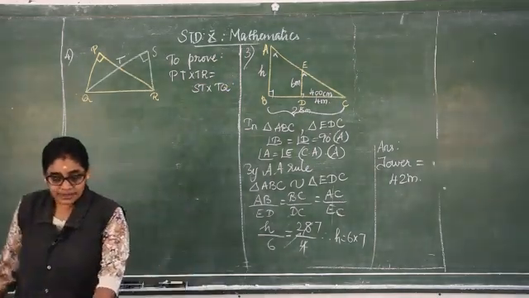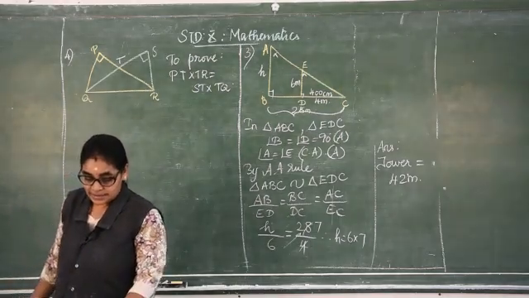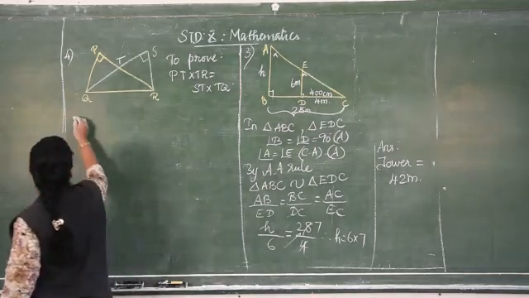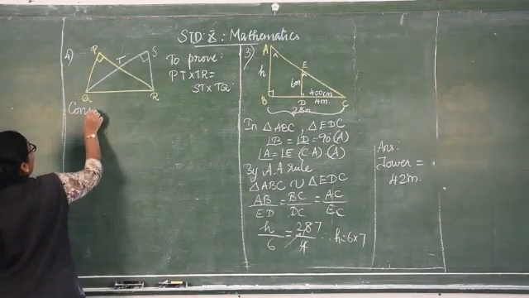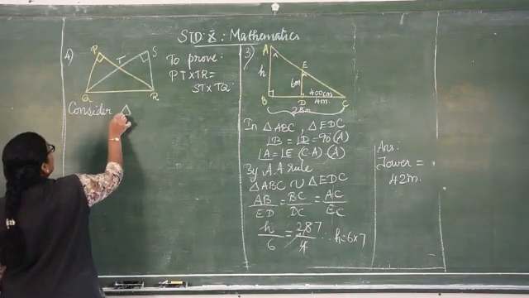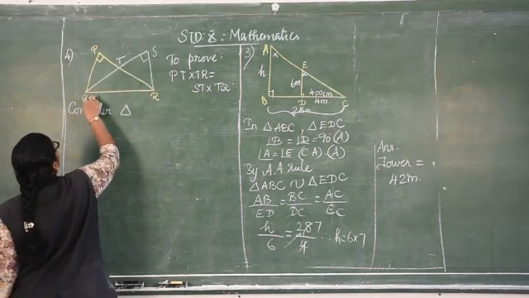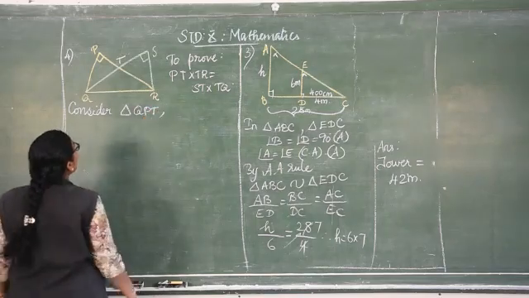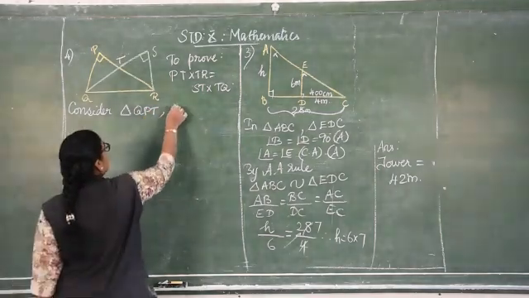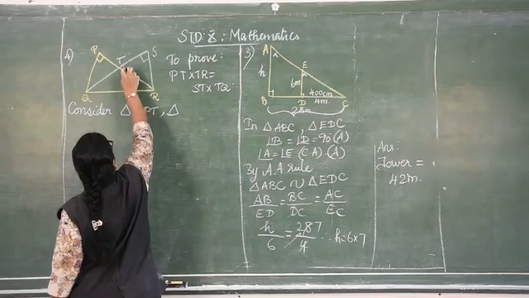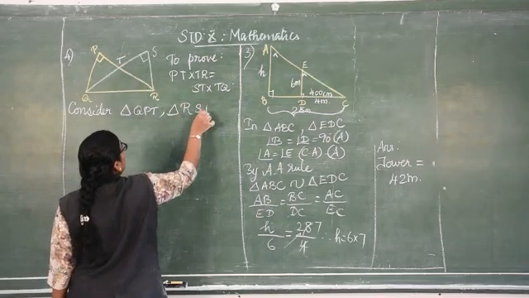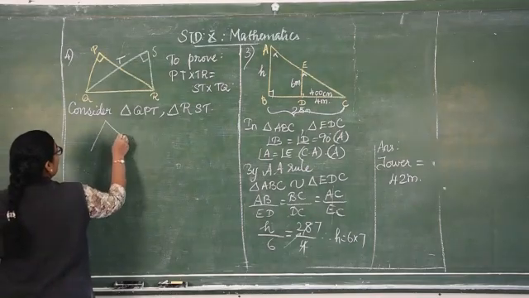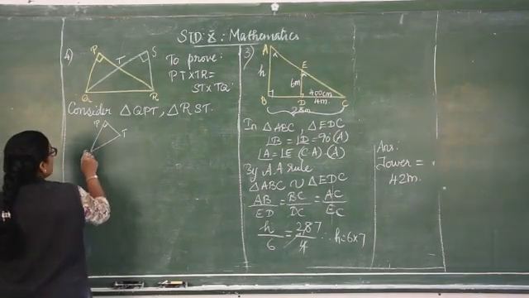So, for proving this one, we need the similarity of the triangles. So, two triangles we are considering and we are proving that one. So, consider the triangle QPT and the triangle RST. For us, I am drawing this one. This is T, this is Q.